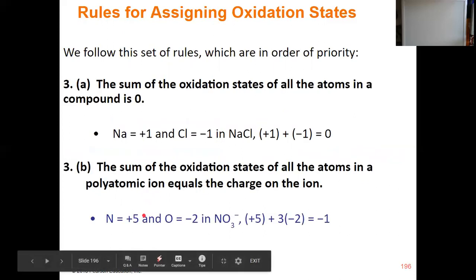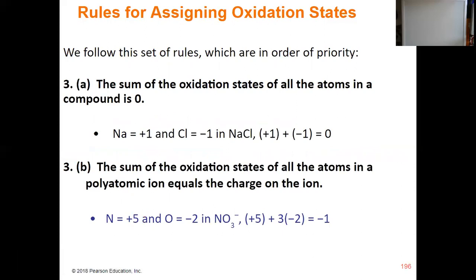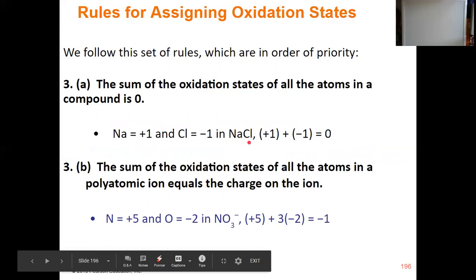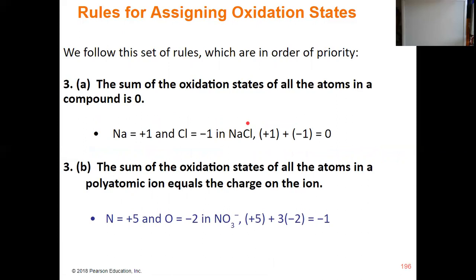Rule number 3 has to do with summing up the oxidation states of neutral compounds and polyatomic ions. If we sum up the oxidation states of all atoms in a neutral compound, we will get a total of 0. All right, so for something like sodium chloride, NaCl, we know it's a neutral compound because there's no charge up top. So if we sum up the oxidation state of sodium and chlorine, we will get a total of 0.